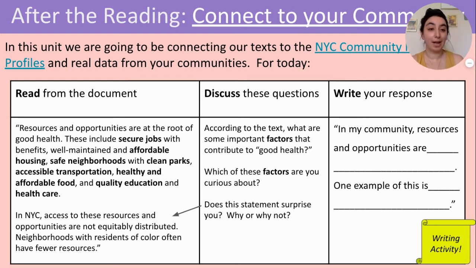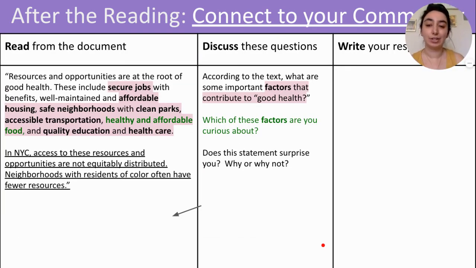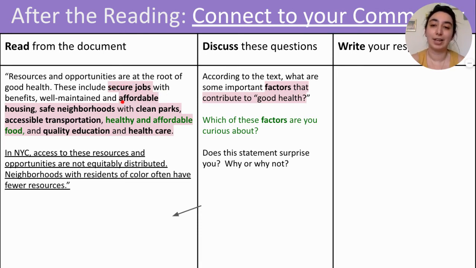Okay, so we've read and we've discussed, and now it's time to write. So just to go over what we've already done. So I did my annotations here. I saw in this question, factors that contribute to good health, so I thought I should highlight the factors in there that the text said contributed to good health. I highlighted secure jobs, affordable housing, safe neighborhoods with clean parks, accessible transportation, healthy and affordable food, and quality education and healthcare.